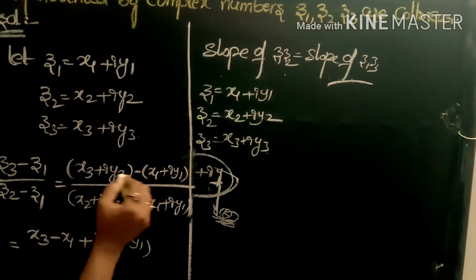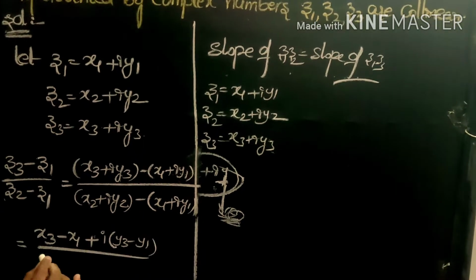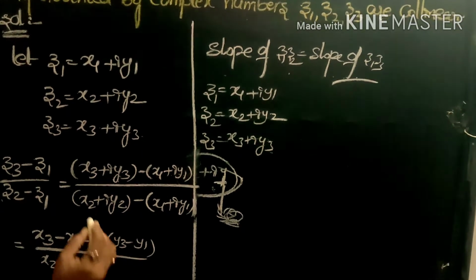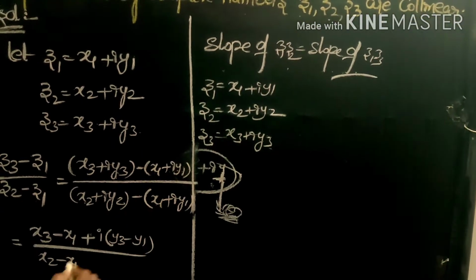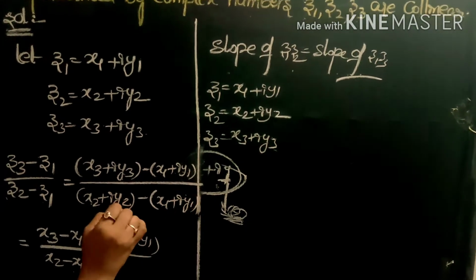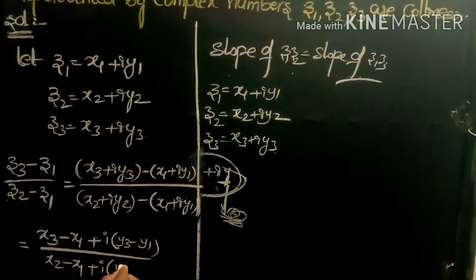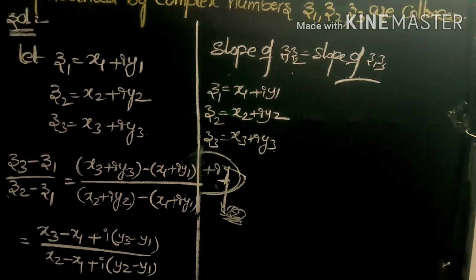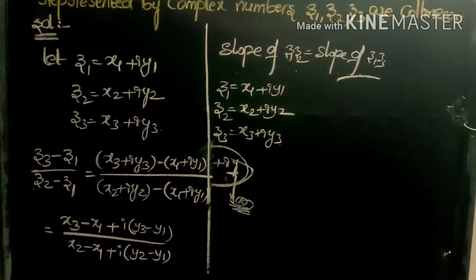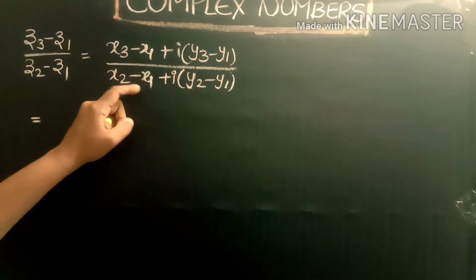In the denominator also, we first write the real part, that is x2 minus x1. Next we take the imaginary part iy2 minus iy1, taking i common: plus i into (y2 minus y1). Now this is (Z3 minus Z1) by (Z2 minus Z1).